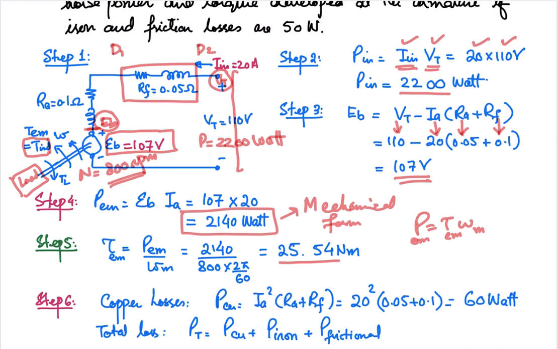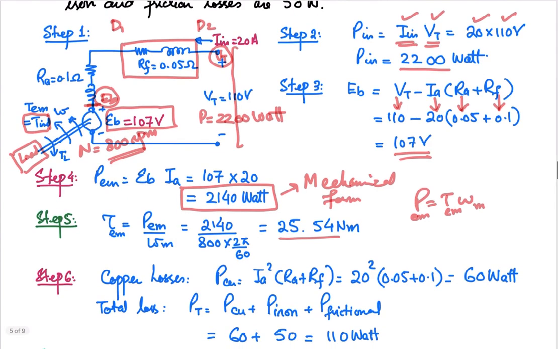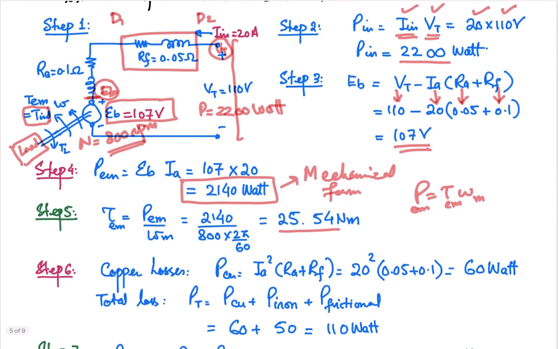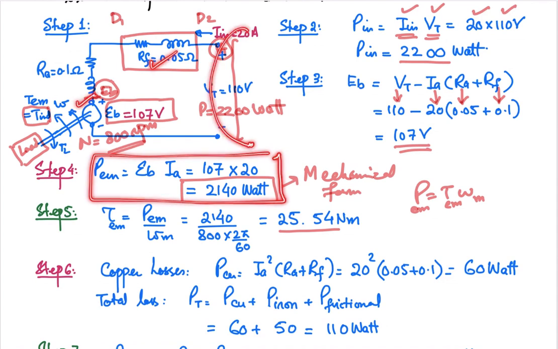Okay, now let's look at the losses which are going to take place in your machine. We have calculated the electromagnetic power directly, but we can do it the other way around as well: we can calculate these losses and subtract them from the input power to get the output power.